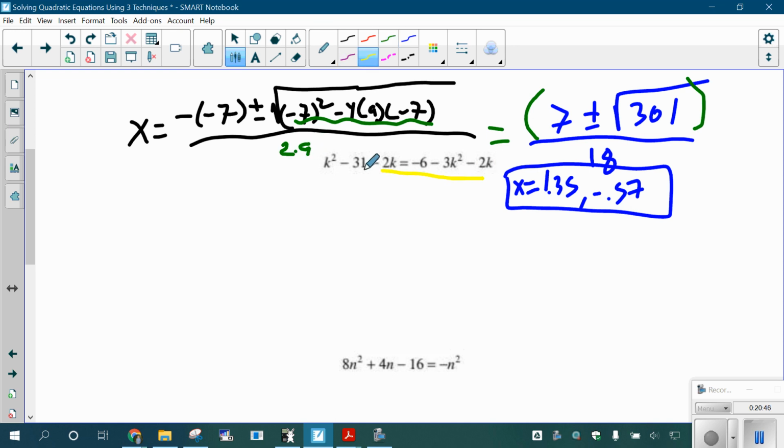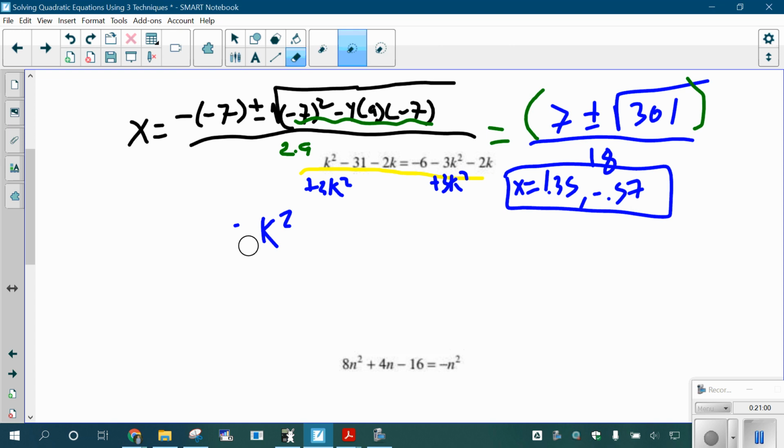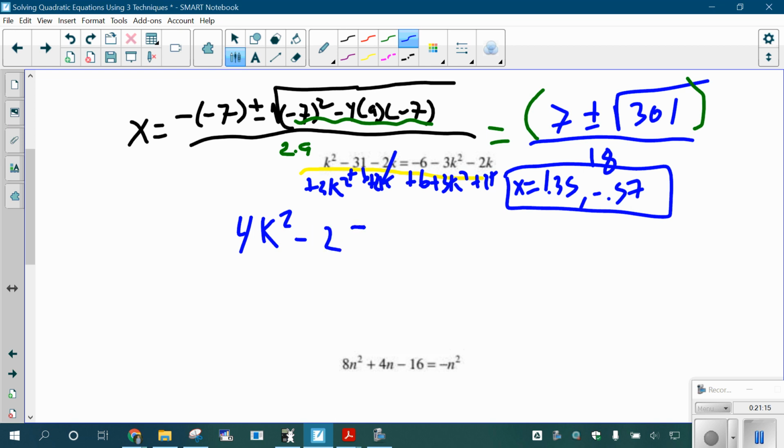I'll give you a piece of advice to start. We got to move everything over to one side. Let's move it all over to the left side. So we're going to get 4k squared. We're going to add the 2k over, so I'm actually not going to have any k's. Add the 6 over. I'm going to get minus 25 equals 0.